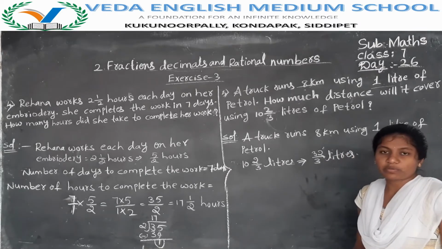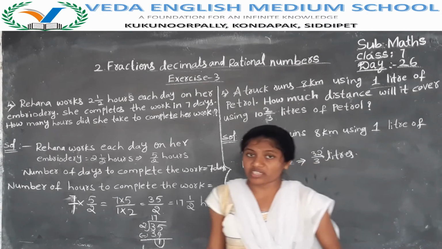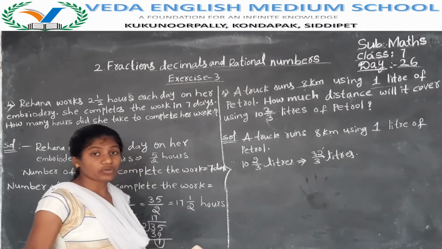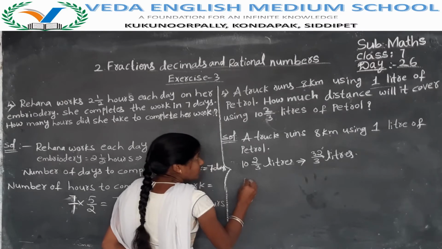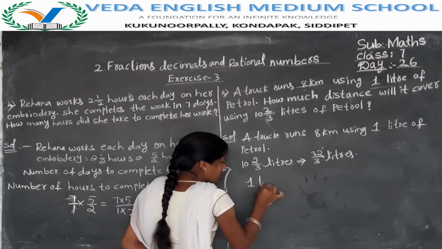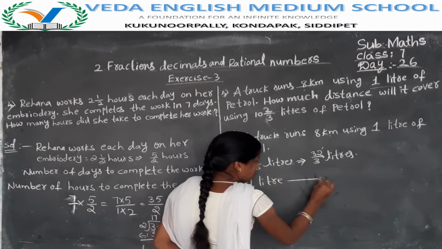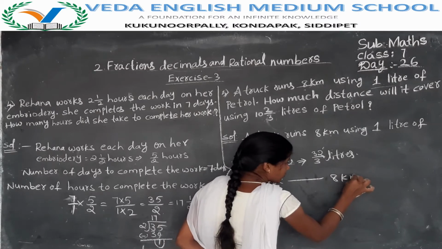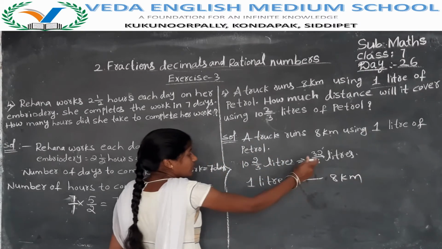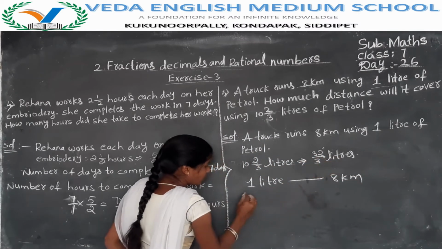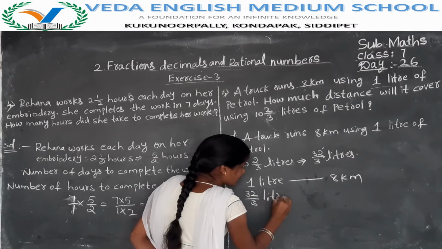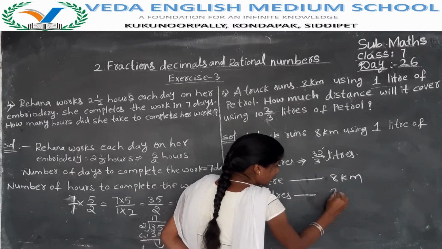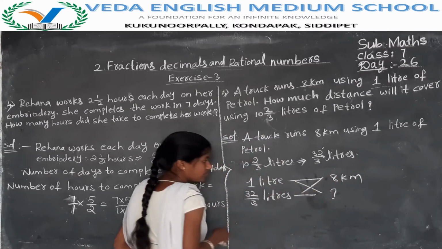Now, do you know cross multiplication? In our class 6 we have learned how to multiply. How to do cross multiplication? Now see here, by using 1 liter of petrol, it is going 8 kilometers. Now here we have 32 by 3 liters of petrol. By using 32 by 3 liters of petrol, how much distance will it go? Then we have to multiply like this.